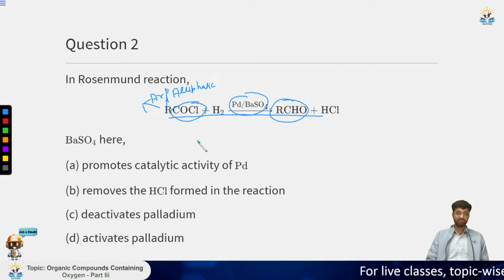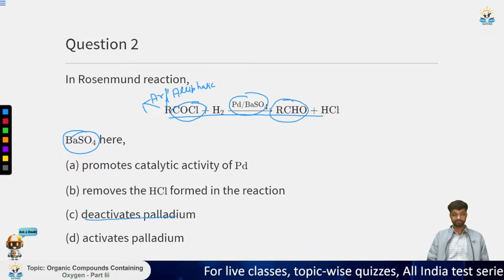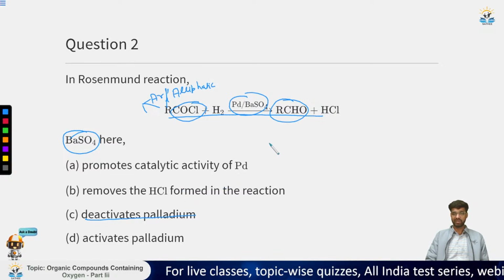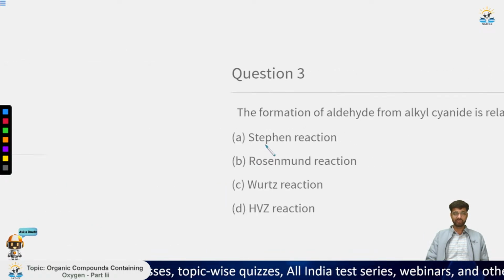So why is BaSO4 used? It is used to deactivate palladium. So this is used for deactivating palladium, plus HCl. So this is a fact you should remember.